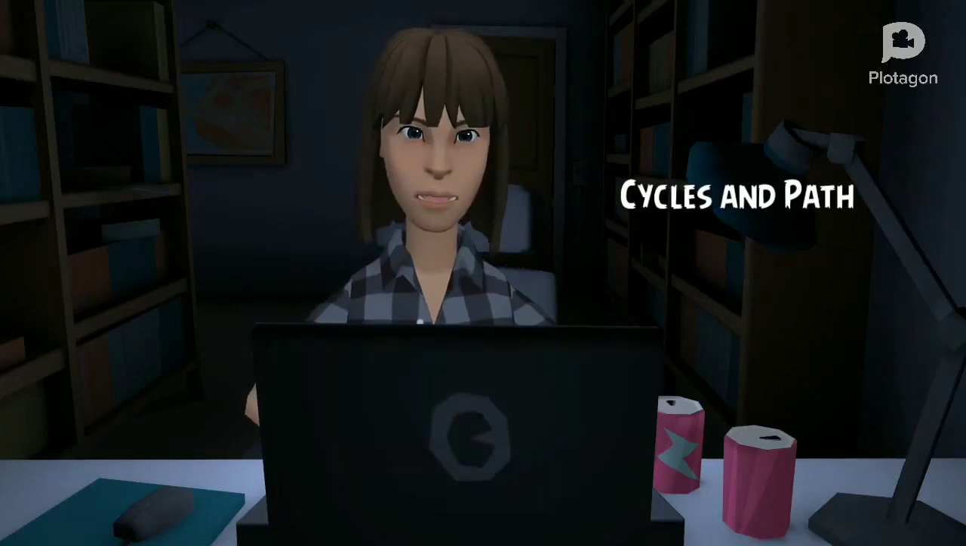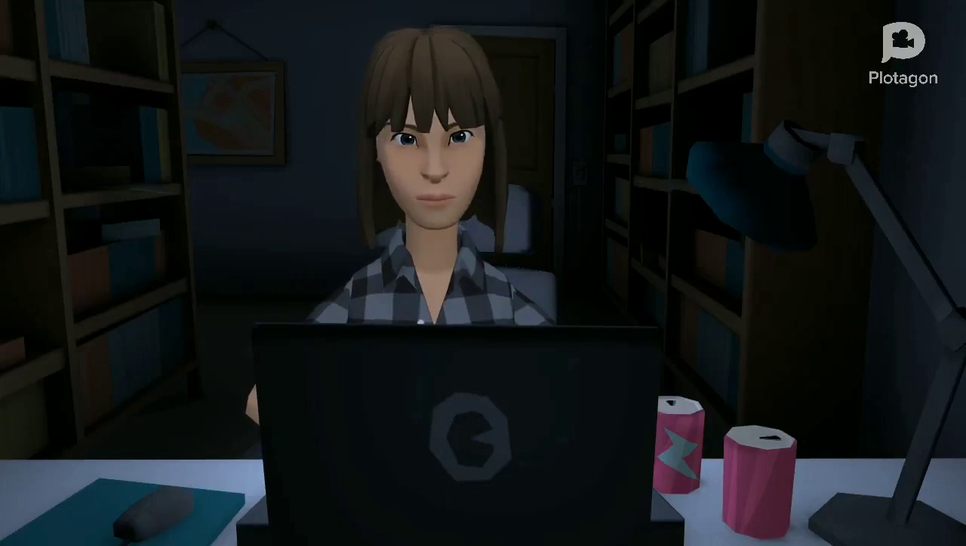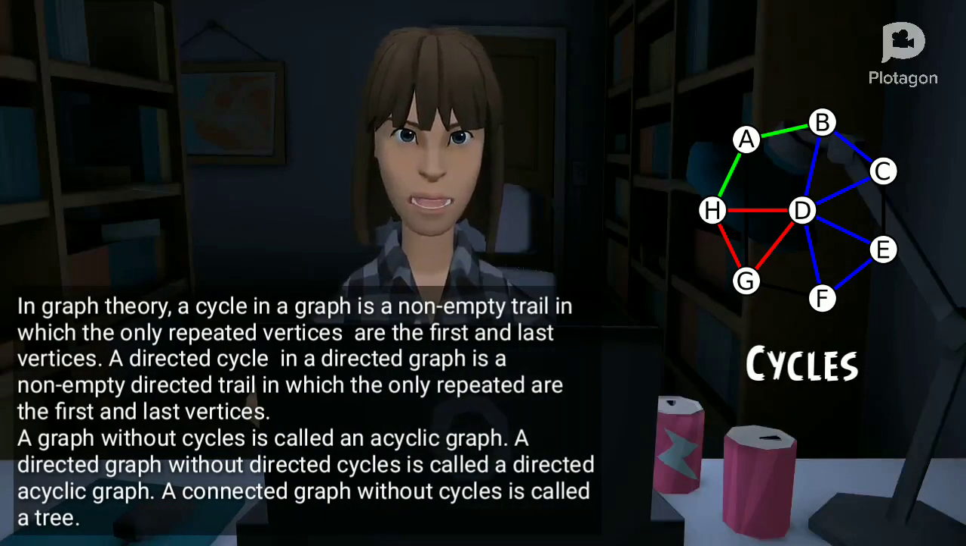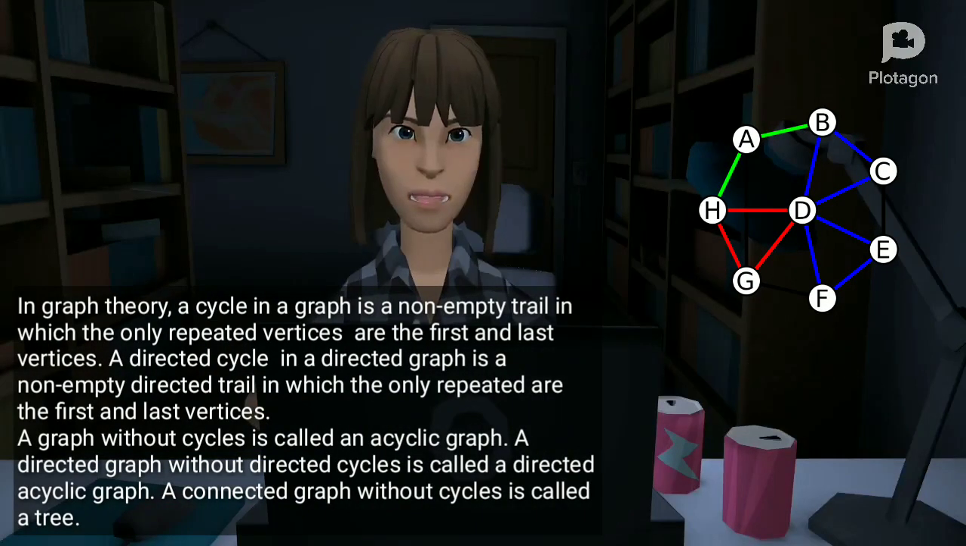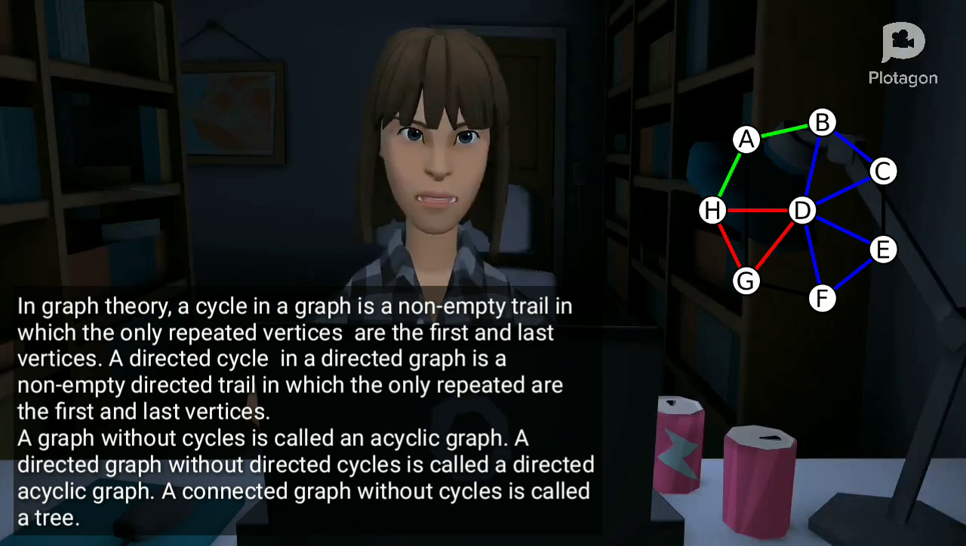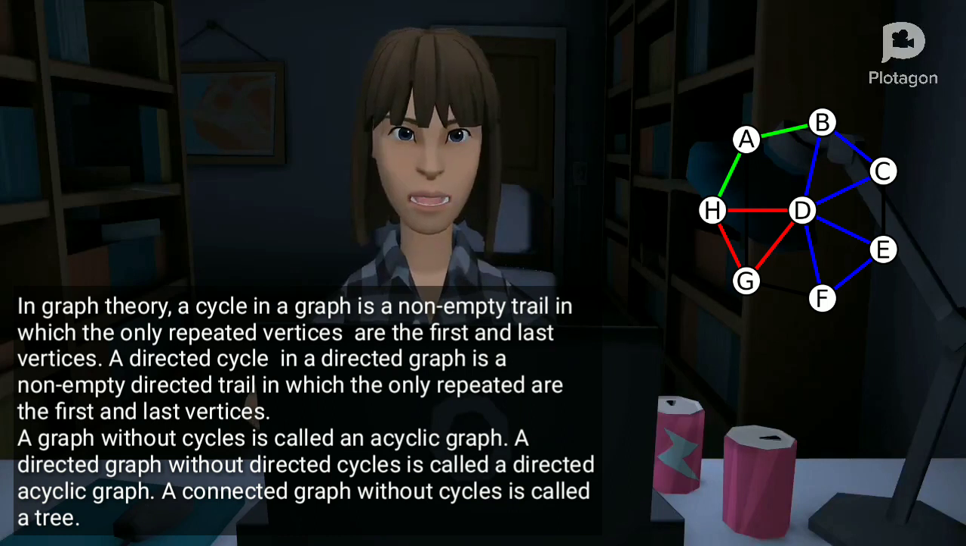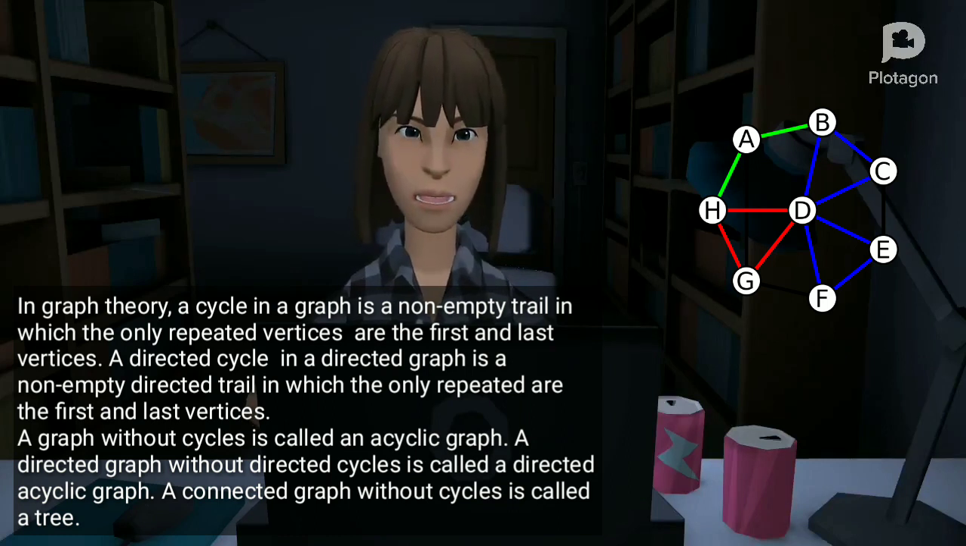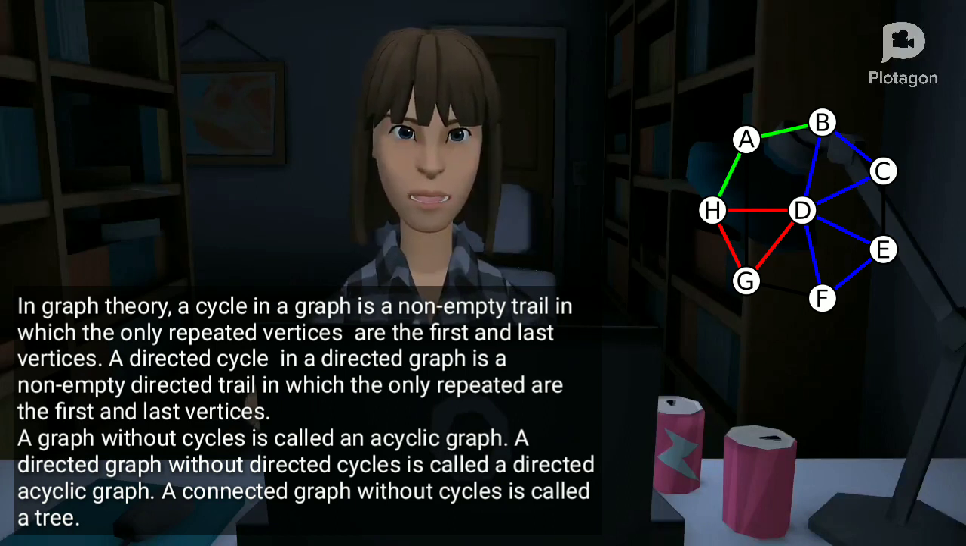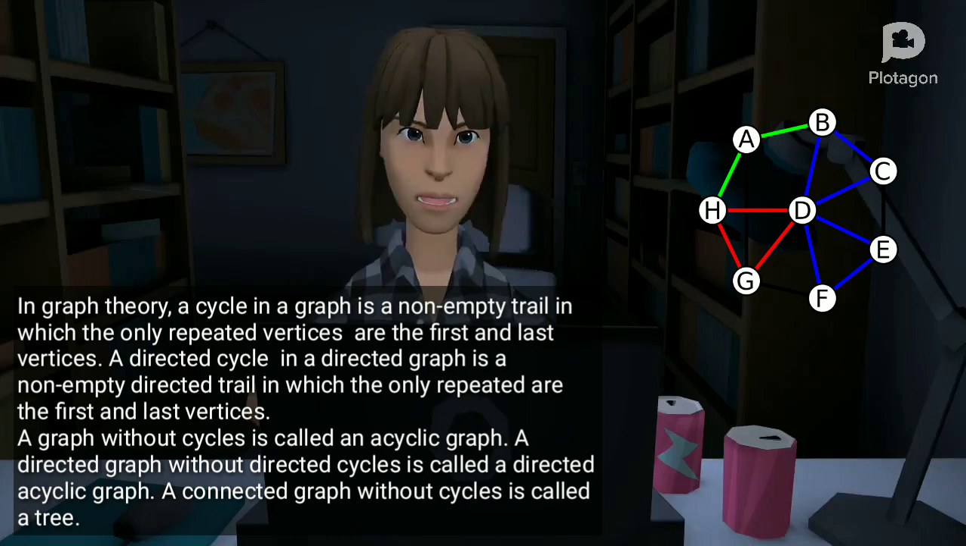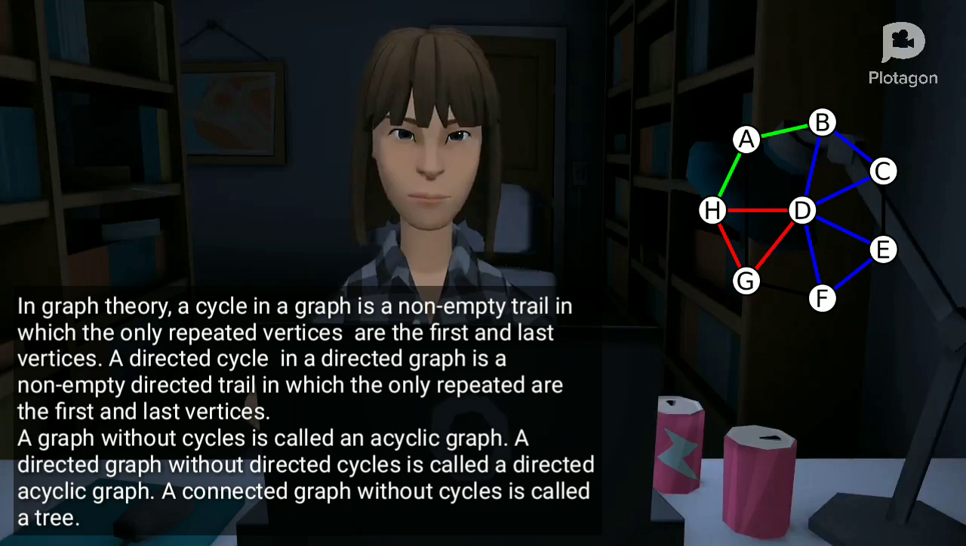And the last is cycles and path. Cycle. In graph theory, a cycle in a graph is a non-empty trail in which the only repeated vertices are the first and last vertices. A directed cycle in a directed graph is a non-empty directed trail in which the only repeated vertices are the first and last vertices. A graph without cycles is called an acyclic graph. A directed graph without directed cycles is called a directed acyclic graph. A connected graph without cycles is called a tree.